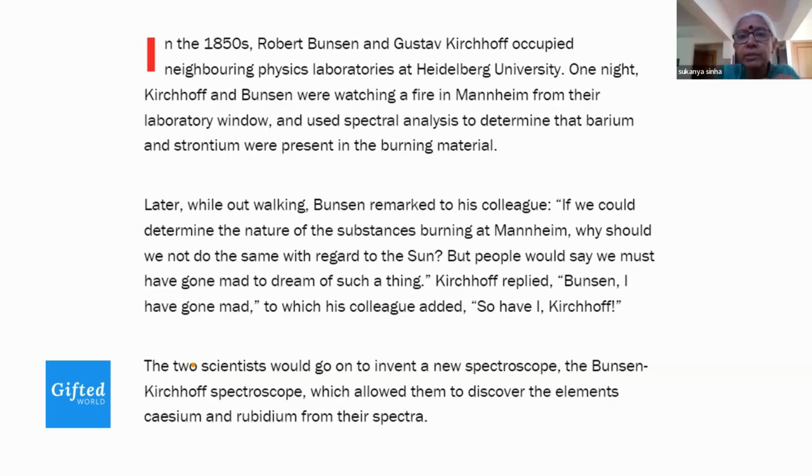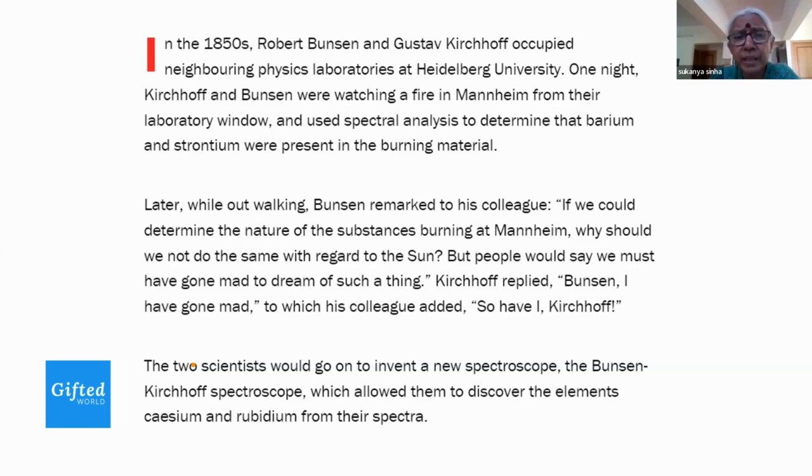then they looked at the spectrum, and they knew what the spectrum of barium and strontium looked like. These are two different elements. They saw those lines in that spectrum, and they knew that barium and strontium were burning. I don't know what exactly was burning there, but they figured it out. Then a very important realization dawned on them. Later, while out walking, Bunsen remarked to his colleague, if we could determine the nature of the substances burning at Mannheim, which was 30 kilometers away, why should we not do the same with regard to the sun?